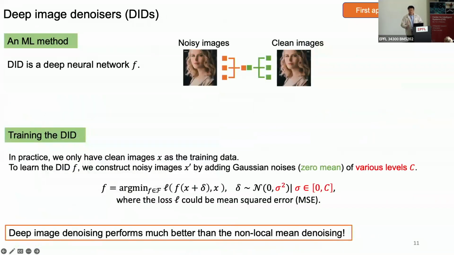Now we go to the machine learning time, and we need to learn a good image denoiser. Specifically, the image denoiser is denoted as a deep neural network, taking input the noisy images and giving output the clear images. However, in practice, we only have clear images as the training data. To solve this, we construct the noisy images by adding Gaussian noise with zero mean of various levels. Then we can learn a deep image denoiser that performs much better than the conventional non-local mean denoising method.